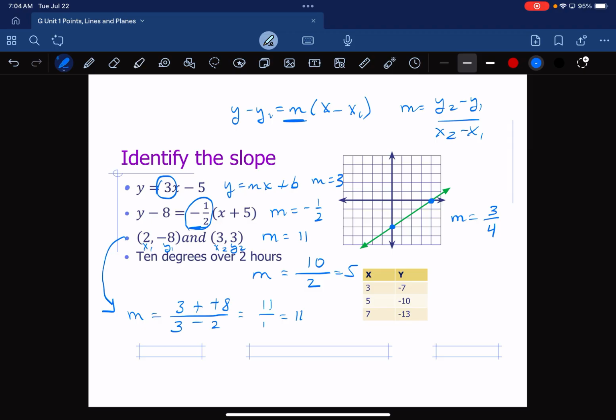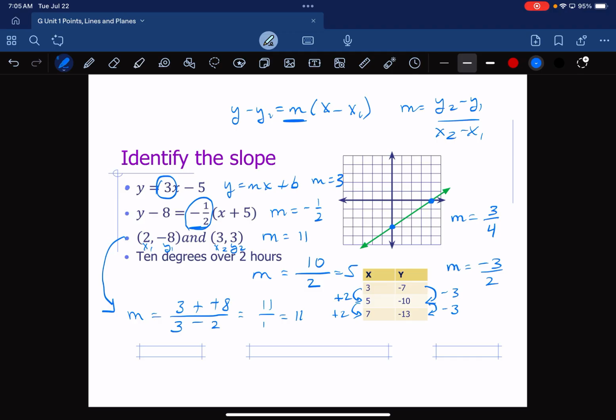And then in this table, I'm just going to figure out the change in the x and the change in the y. So the x's go from 3 to 5. That's going up 2. And notice that's consistent. It goes up 2 again. And then negative 7 to negative 10 is a drop of 3, and negative 10 to negative 13 would also be a drop of 3. So the slope here is change in y, which is a drop of 3, over change in x, which is up 2. And that's my slope.